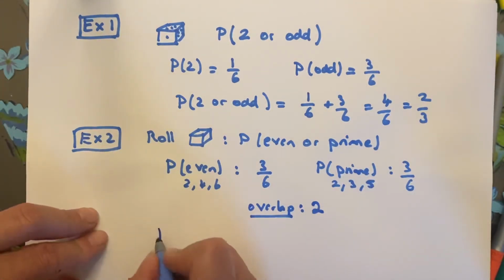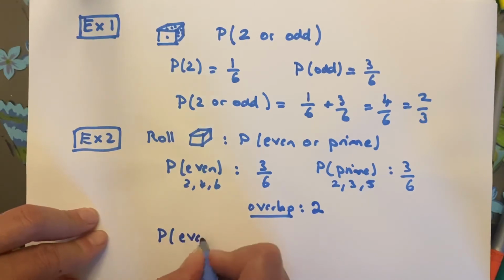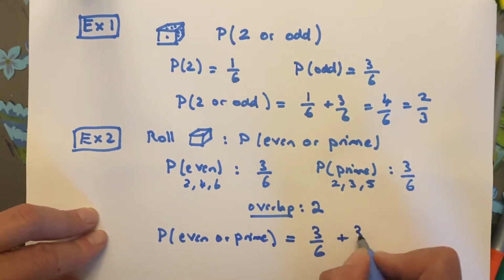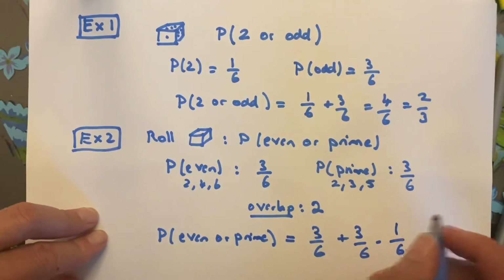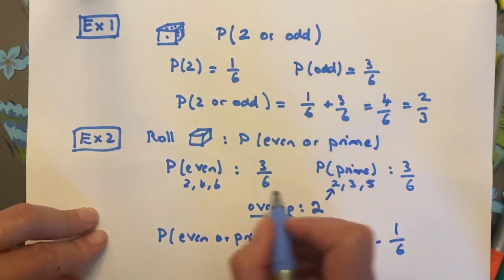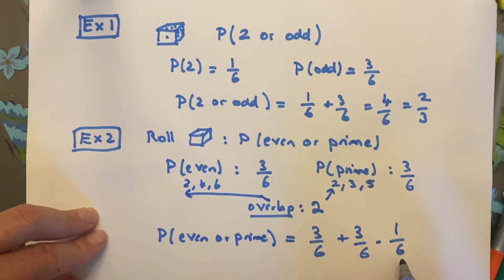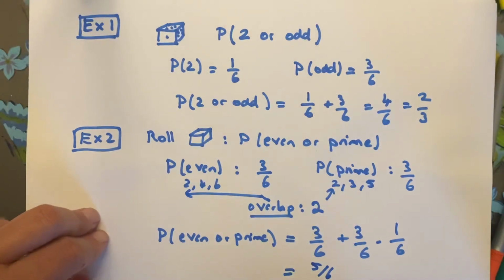So the probability of even or prime is 3 out of 6 plus 3 out of 6 minus the number 2, which is 1 out of 6, right? 2 overlaps, it's in both. So we have to subtract 1 out of 6 to account for that. And so when you do that, you get 6 out of 6 minus 1/6, you get 5/6. So the probability is 5/6.